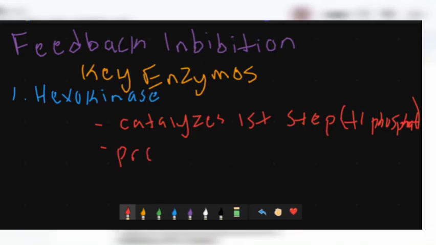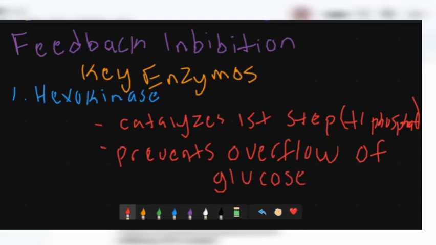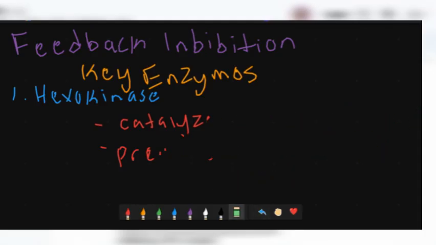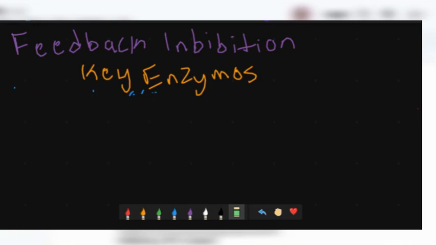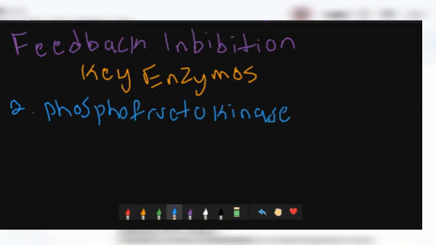The first one is hexokinase. Hexokinase catalyzes the first step. It adds a phosphate to glucose, and it is inhibited by its product, which is glucose 6-phosphate. This prevents too much glucose from being trapped in the cell when energy levels are high.